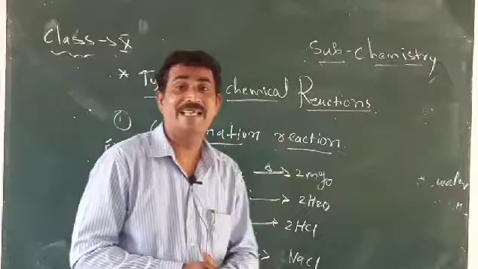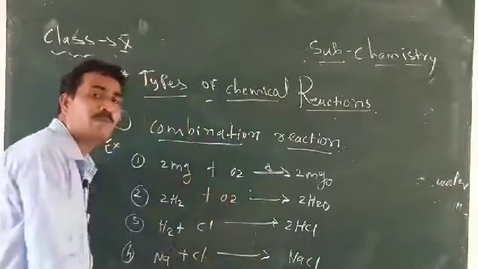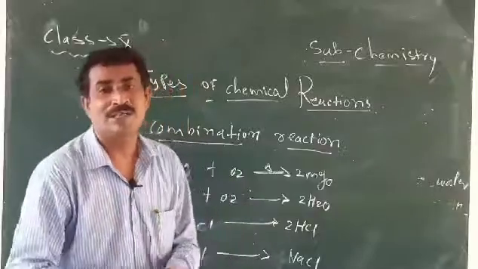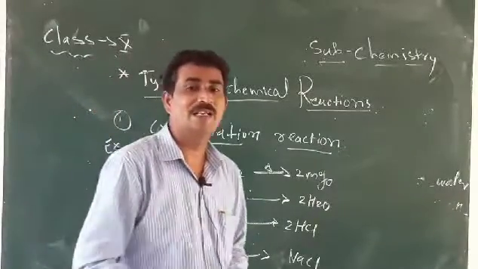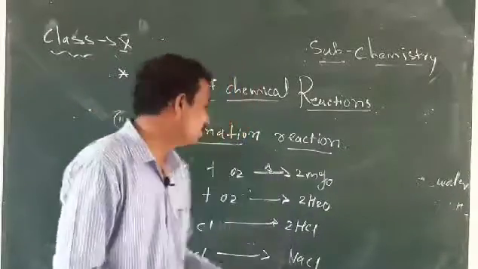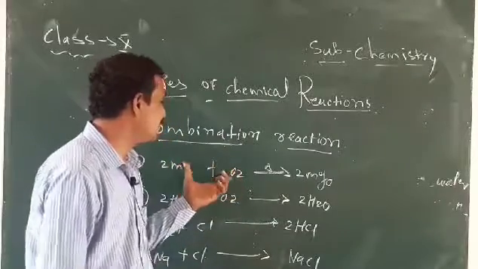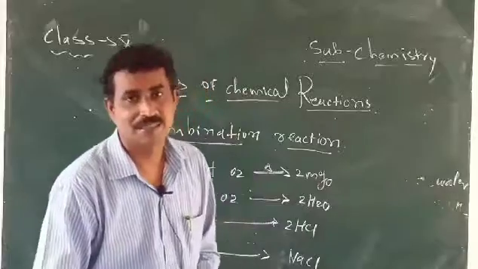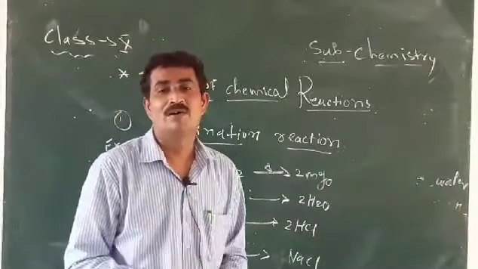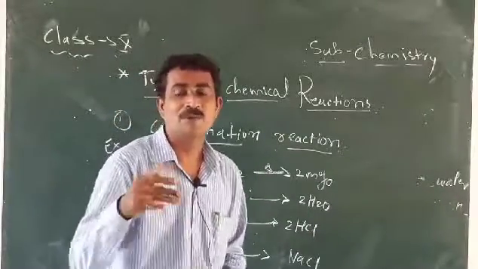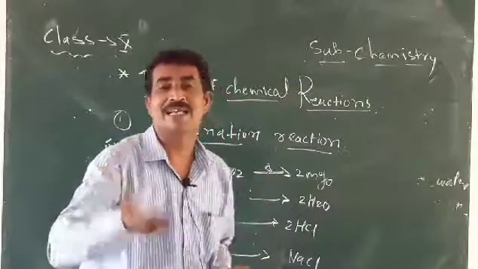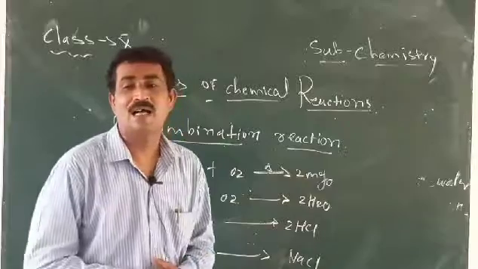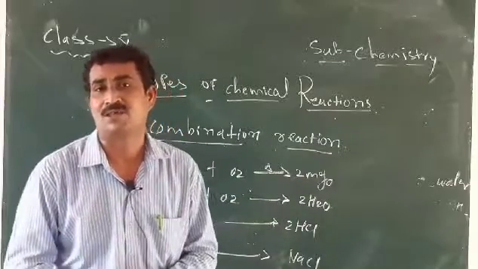So in the combination reaction, we learn the types of reactions, and the important thing is to remember the definitions. A reaction in which two reactants react, producing a single product, is called a combination reaction. Afterwards we are going to learn the second reaction, decomposition reactions.